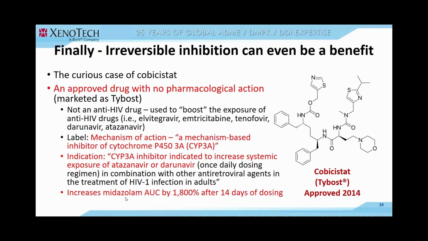So just to show you how potent this is as an inhibitor, it increases midazolam AUC by 1,800% after about 2 weeks of dosing. And so this was a strategy that was used in the past. If you take ritonavir, for example, one of the early anti-HIV drugs, it does have activity as an antiretroviral, but it also inactivates CYP3A4, and that was used to boost the pharmacokinetics of these other antivirals.